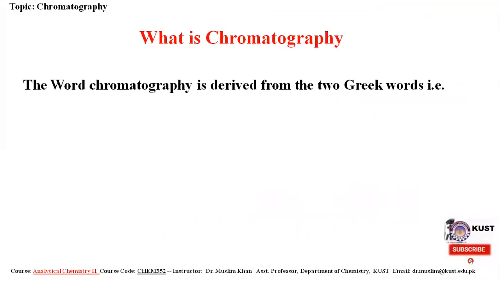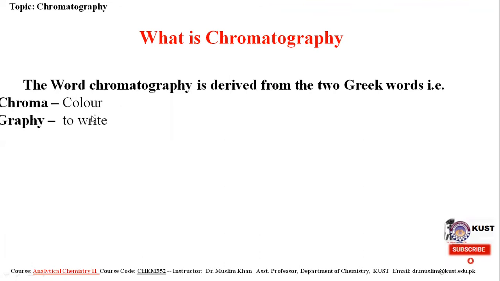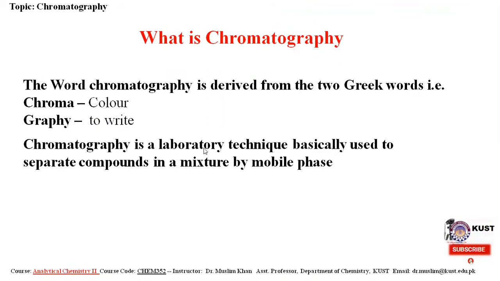The word chromatography is derived from two Greek words, chroma meaning color and graphy meaning to write. So basically, chromatography is a laboratory technique used to separate the different compounds in a mixture by a mobile phase while passing through the stationary phase. This chromatography, literally color writing, was used and named in the first decade of the 20th century, primarily for the separation of plant pigments such as chlorophyll.